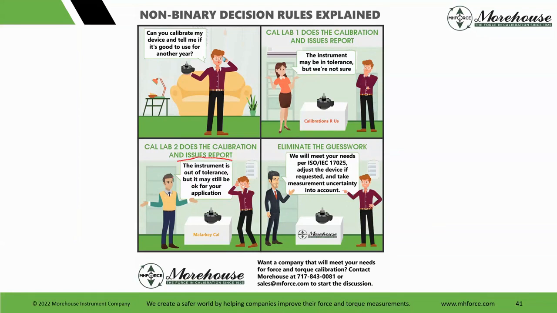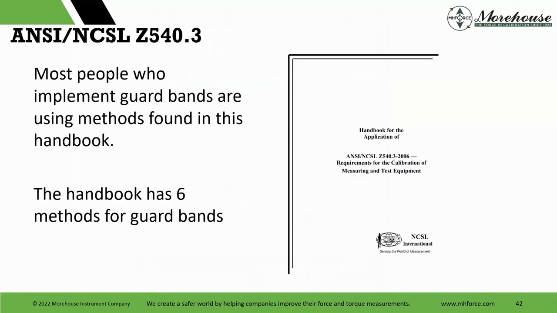Again, with these scenarios, the standard did a good job on a lot of things, but it opened the door, and I don't think it opened any door, so I'm saying that wrong. What it really did is now we're more focused on risk, but people are passing risk to one another, and the recipient does not always know the risk that they are taking when Cal Labs use simple acceptance or do not take measurement uncertainty into account. Most people who implement guard bands are using methods found in this handbook.